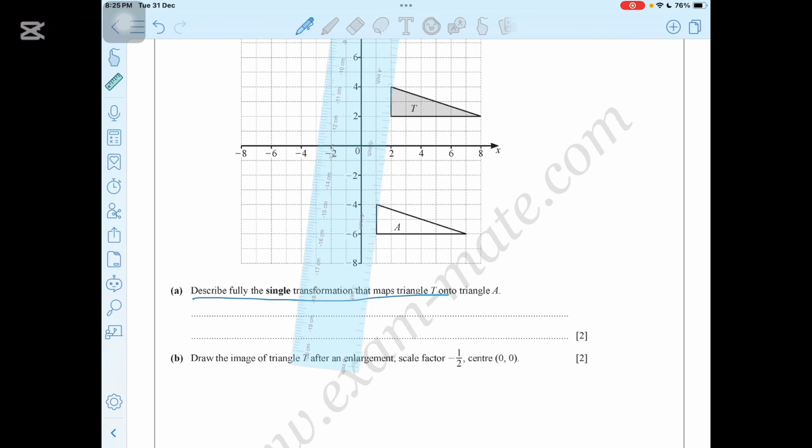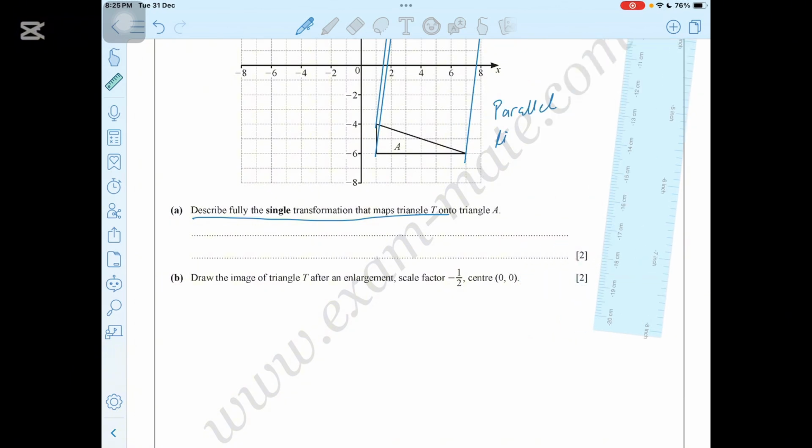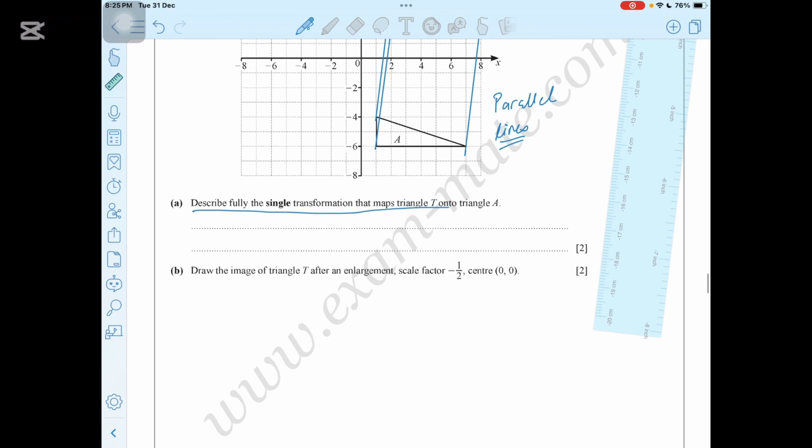If these lines are parallel, if the edge lines are parallel, then it is simply a translation. Otherwise, if they overlap, then it is a reflection, right? So this is basically a translation, since these are the parallel lines, right? We have parallel lines, so it's a translation.